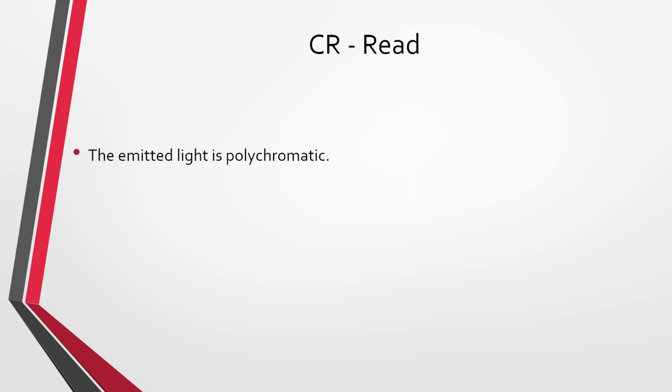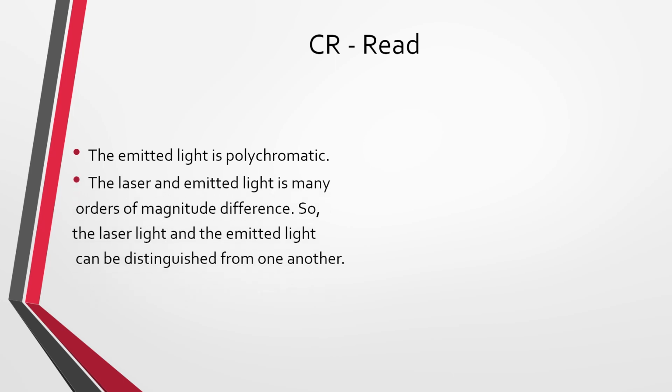The emitted light from the image plate is polychromatic. That means it has many different shades. To the eye, it would look blue, whereas the laser is monochromatic. It's only one frequency of light. The laser and the emitted light are many orders of magnitude different, so the laser light and the emitted light can be distinguished from one another.